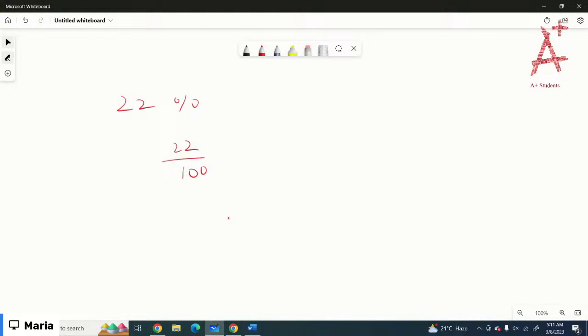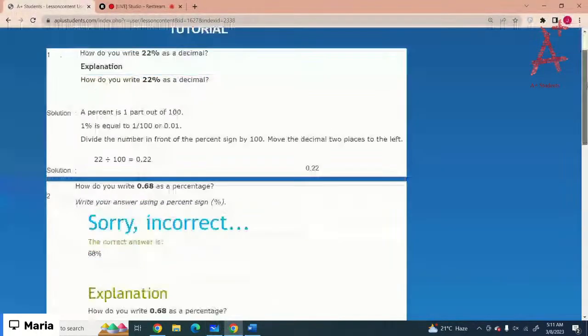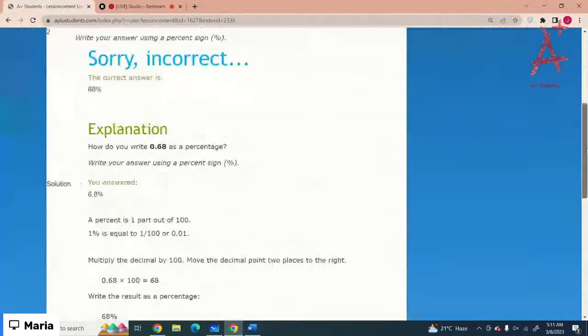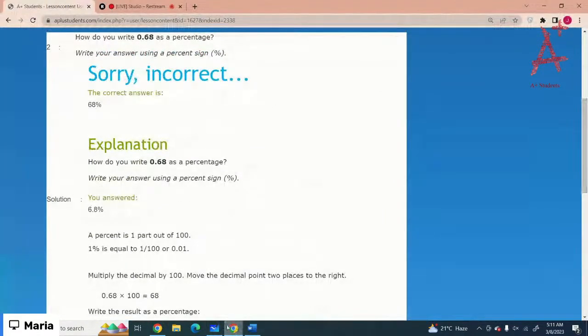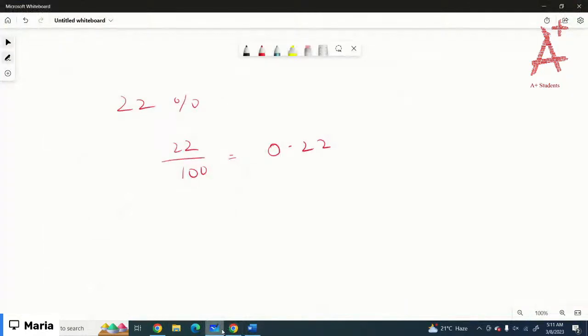So here you have two zeros. So you put a decimal point right before the two digits, to the left of the two digits. So it would be 0.22. Got it? Whenever you have to convert from percentages to decimal, just divide the number by 100. Got it? Okay, then you have: how do you write 0.68 as a percent? Whenever you have to convert a decimal to a percentage, you have to multiply it by 100. 0.68, you have to do 0.68 times 100. It would be 68%.